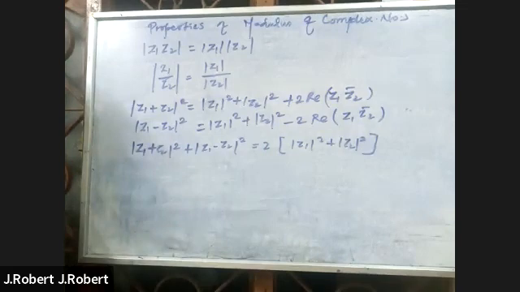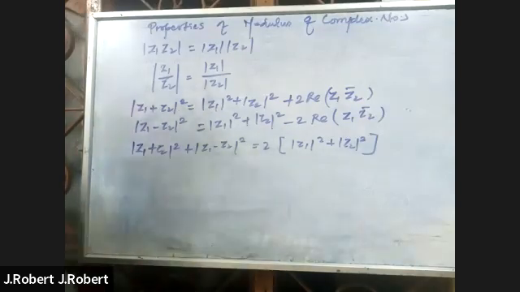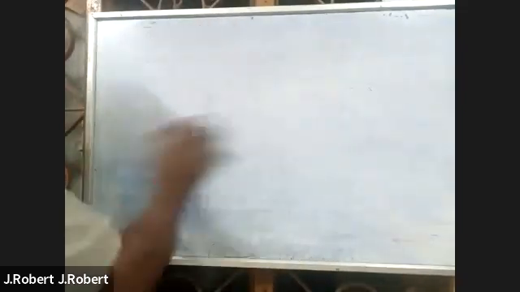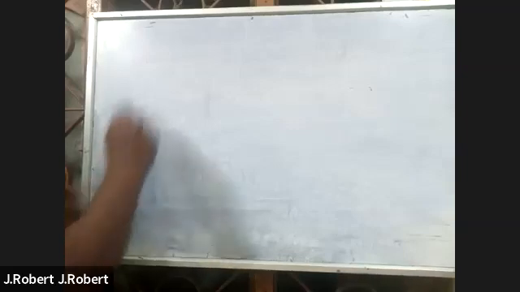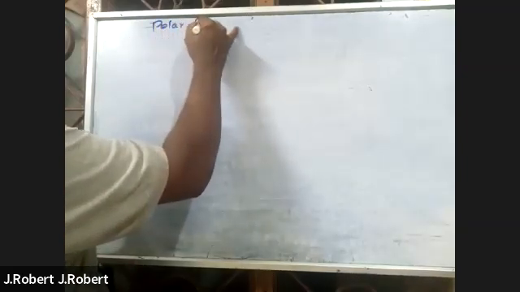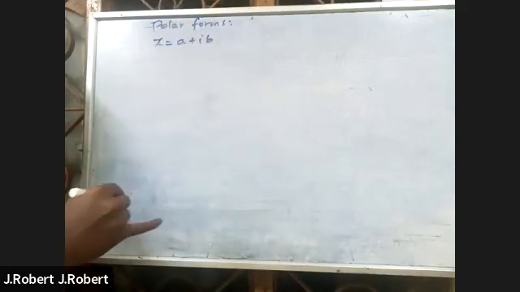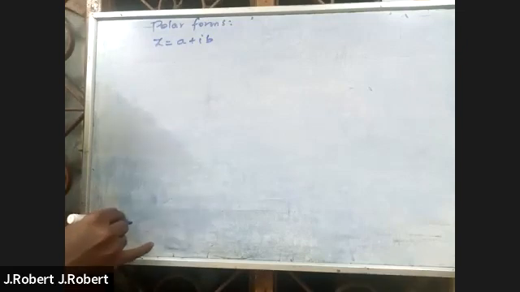The next one is a very, very important one. Please take down that: polar form of complex numbers. Polar forms. Suppose z = a + ib is a complex number in general form.